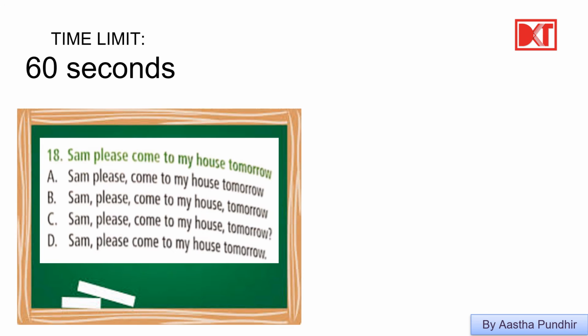So here the question says, Sam, please come to my house tomorrow. So let's see. Now Sam is somebody's name, and the first letter of the sentence is also supposed to be capital, which is already given as capital, so this is correct. Then here at the end we will have a full stop, right? This is a request. Sam, please come to my house tomorrow.